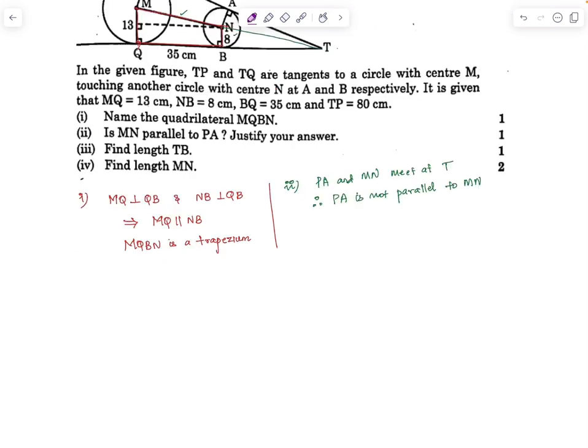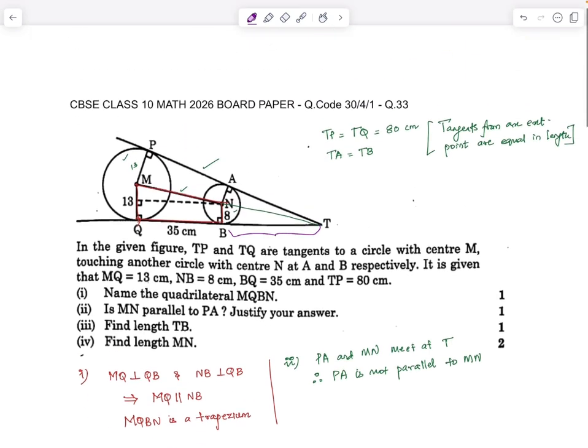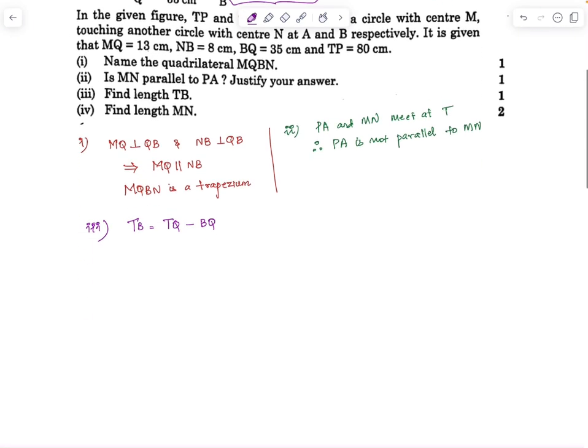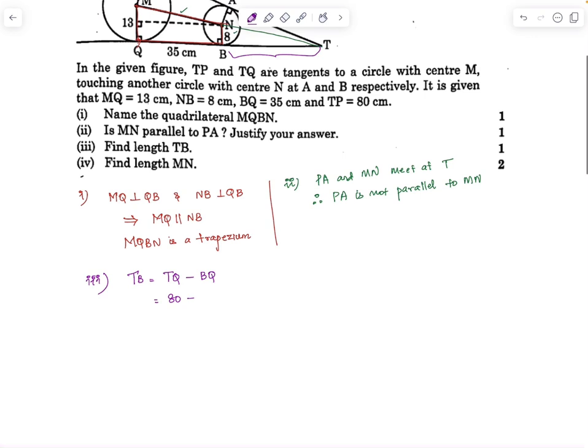Question 3. Find the length TB. That is this part. To get TB, we can take the whole length and subtract this length BQ. As said already, this TP and TQ are equal. So TQ is 80 centimeter and BQ according to the question is 35. So TB is 45 centimeter.